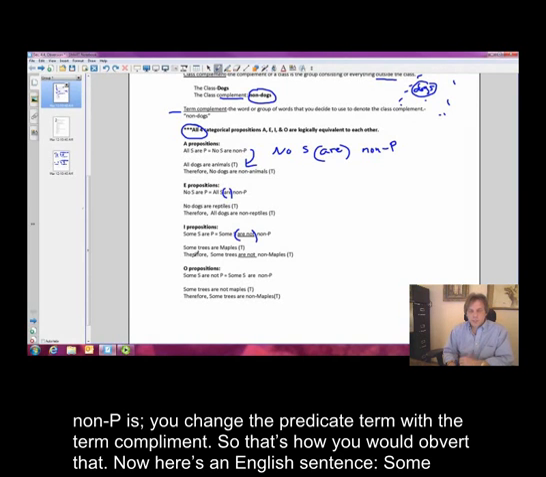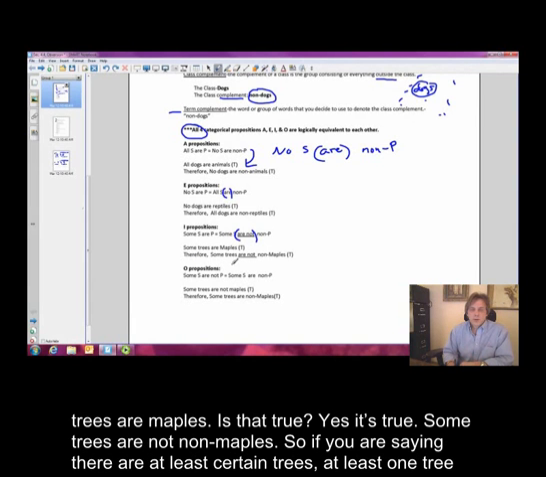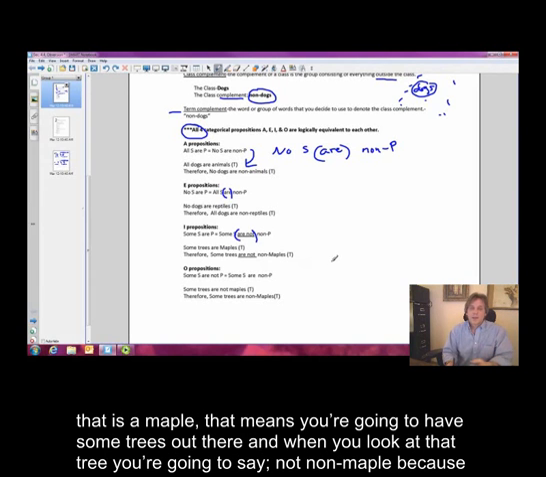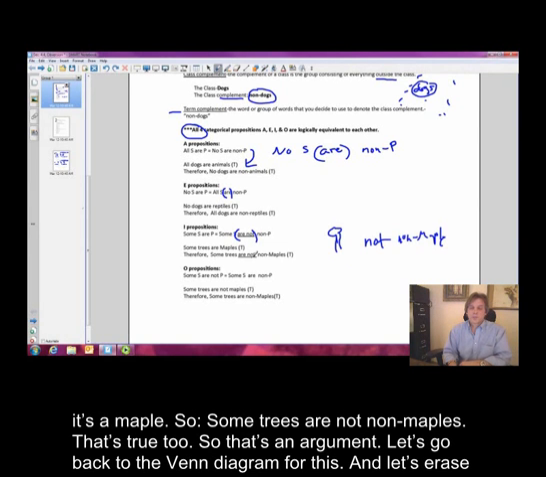Now, here's an English sentence. Some trees are maples. Is that true? Yes, it's true. Some trees are not non-maples. So if you're saying there's at least one tree that is a maple, that means you're going to have some trees out there. And when you look at that tree, you're going to say not non-maple because it's a maple. So some trees are not non-maples. That's true too.